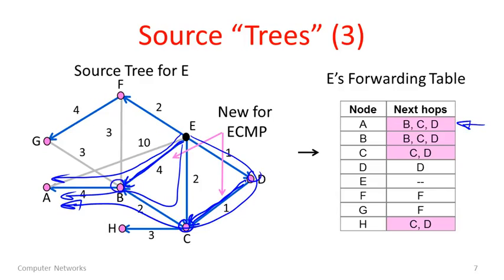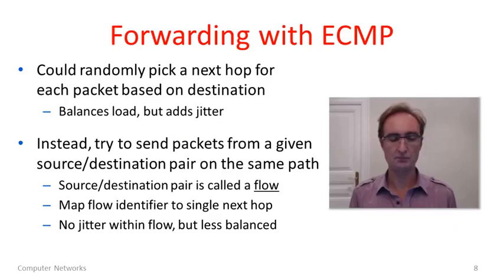Now instead of one entry, we have multiple entries. And you can go through the rest of the table, and you can see that I've colored in pink there some of the entries that now differ. They have sets instead of the single next hop. Well, that's it for the routing.